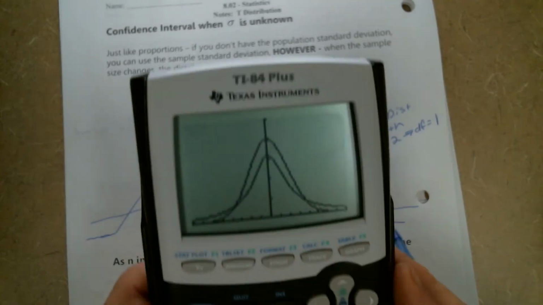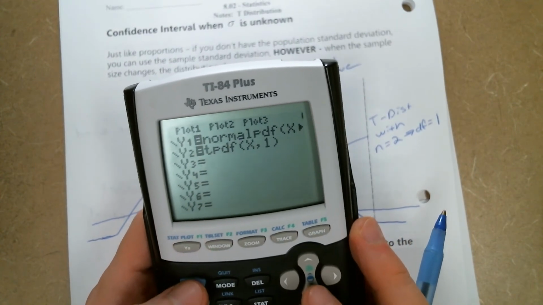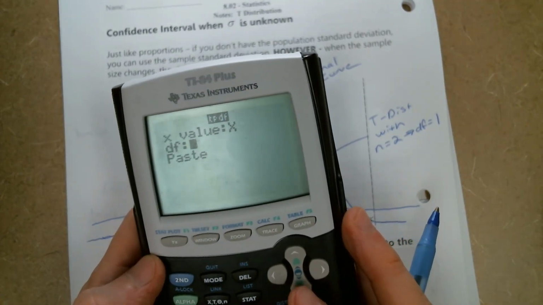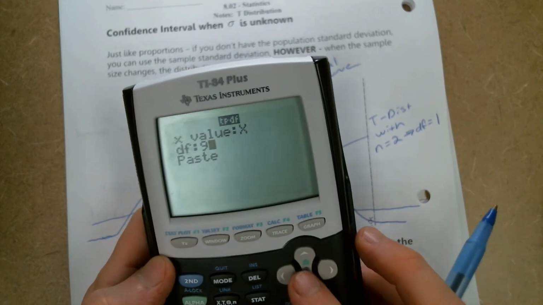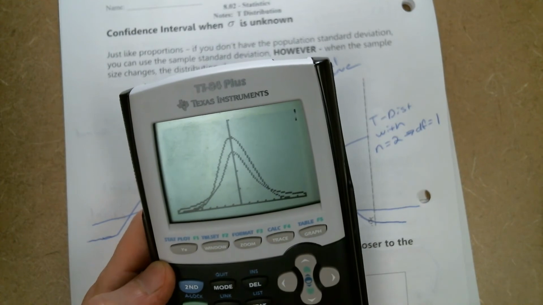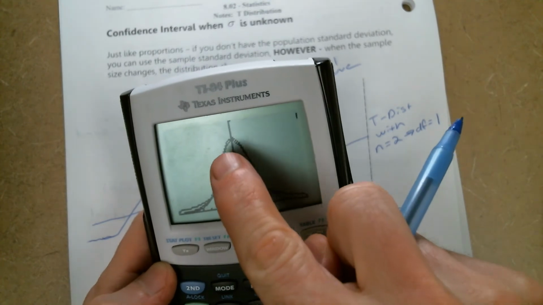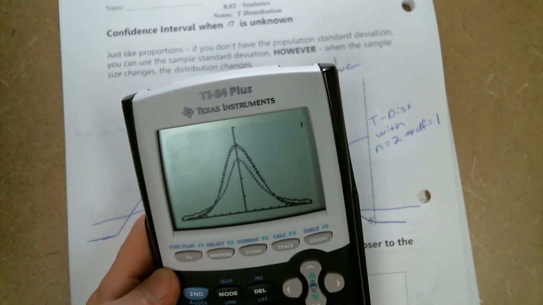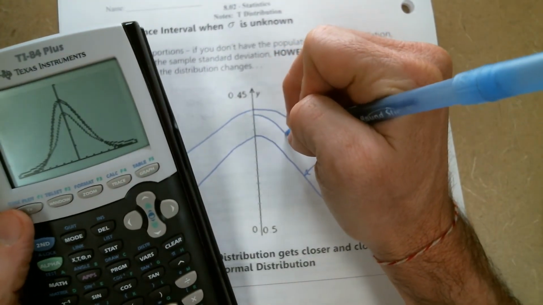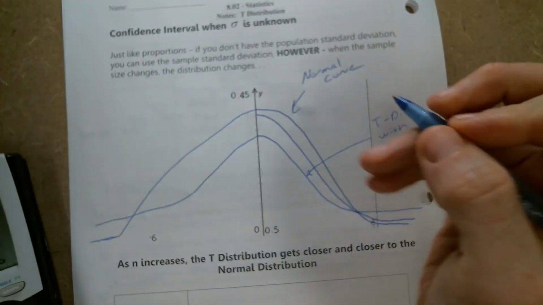All right, now watch what happens when our sample size increases. So I'm going to go back to y equals. I'm going to go to t-PDF again, x, and I'm going to jump my degrees of freedom up to 9, which means my sample is actually 10. When I graph that one, it's drawn that line there. You're seeing it's a lot closer to that normal curve. Still not on the normal curve, but we're getting a lot closer to that original normal curve as our sample size is increasing.